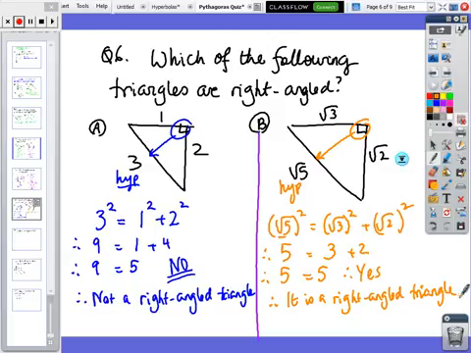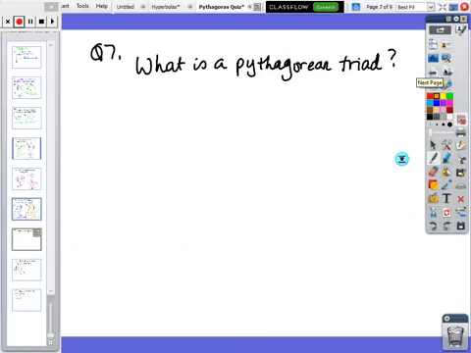Okay, so just remember when you square a square root, you just get the number inside the square root. Okay, a couple more to go. So what is a Pythagorean triad? So that was a whole exercise we did on one of those videos. So if you can just write a sentence down, that'd be great. And when you're ready, come back live.